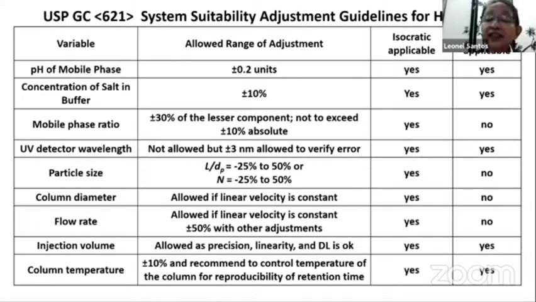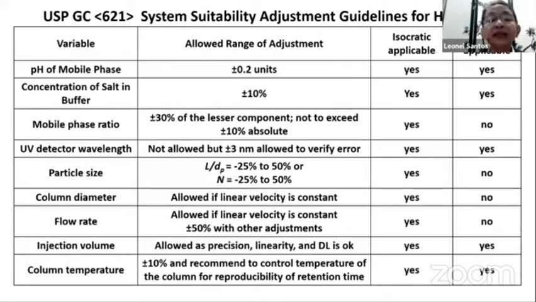Now, this slide is a summary of what is called the System Suitability Adjustment Guidelines for HPLC. The first column lists all the variables in HPLC. The second column is the allowable range of adjustments. So you can make adjustment changes. If you are using a USP monograph, you can apply these allowable adjustments. And the nice thing about it is you do not have to do any validation.